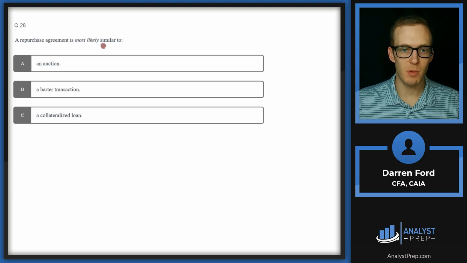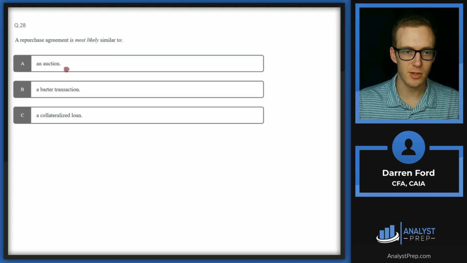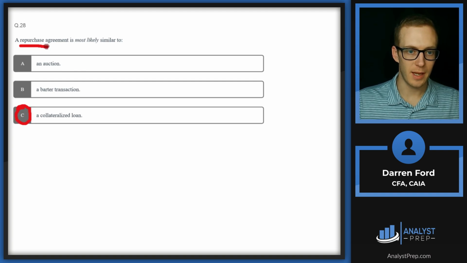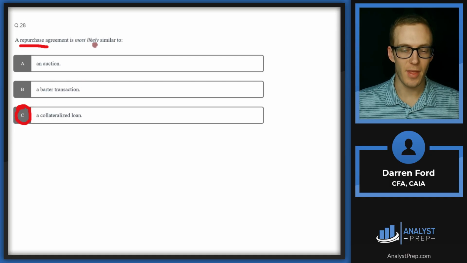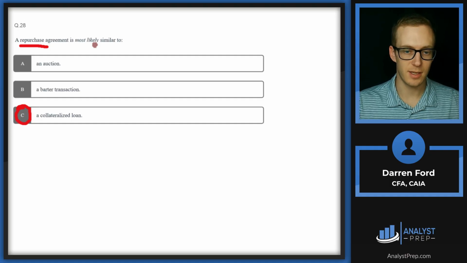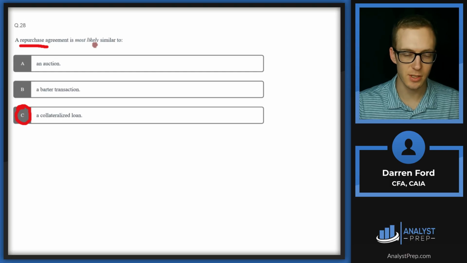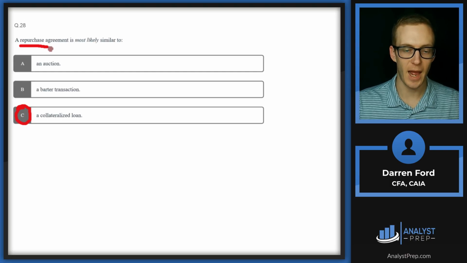A repurchase agreement is most likely similar to A, an auction, B, a barter transaction, or C, a collateralized loan. This one's going to be answer C, collateralized loan. A repurchase agreement is right there in the name. Essentially what you're doing is I'm giving the lender a security. That's the collateral part of this collateralized loan. And then the lender is giving me money. And then I'm essentially agreeing to repurchase that security back, or the collateral, at some higher rate.